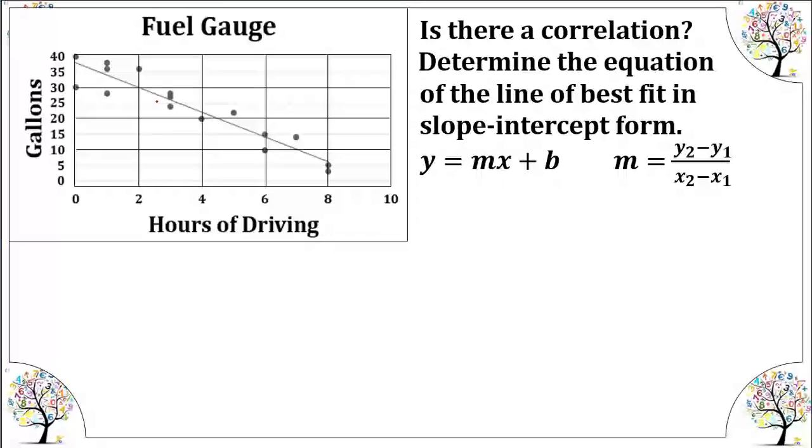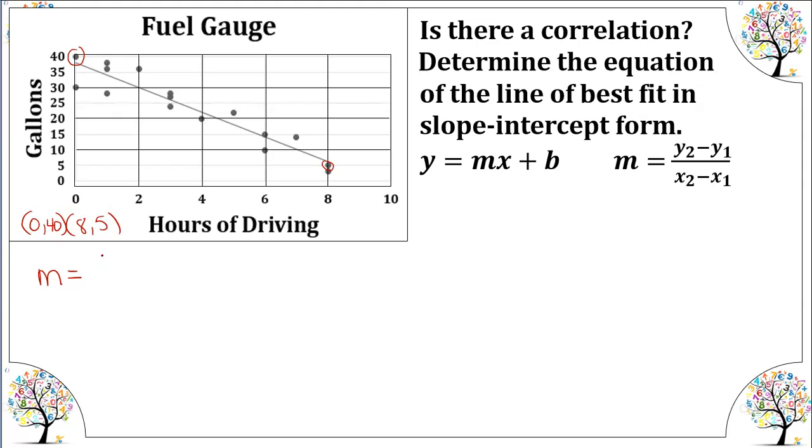We could use the line itself, or we can take 2 plotted points, and I usually take one from each end, and usually one kind of maybe just a little above the line of best fit, and then maybe one right below it. So let's take these 2 points and write our slope. Let's do the slope first. Let's take a look at the 2 points. This point is going to be (0, 40), and this point here looks like (8, 5).